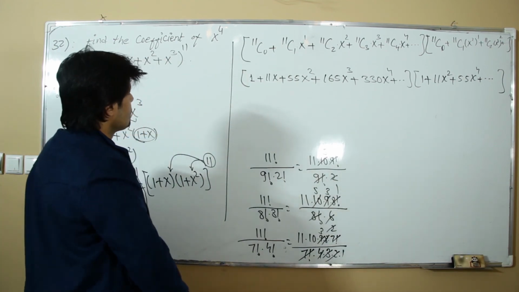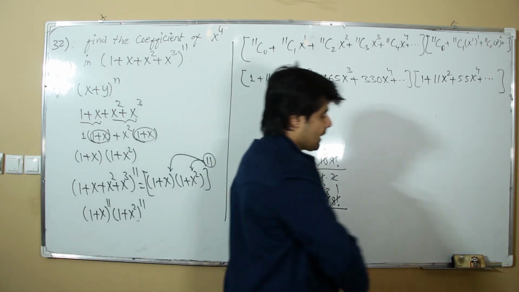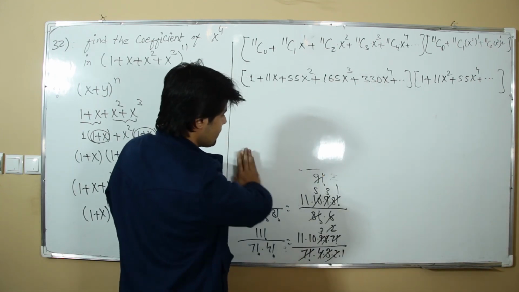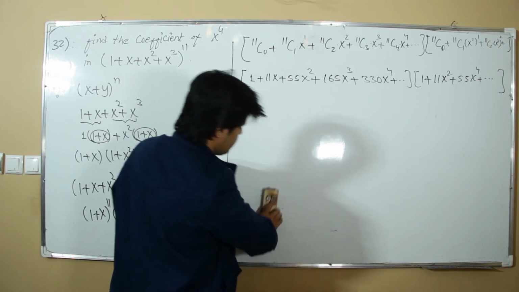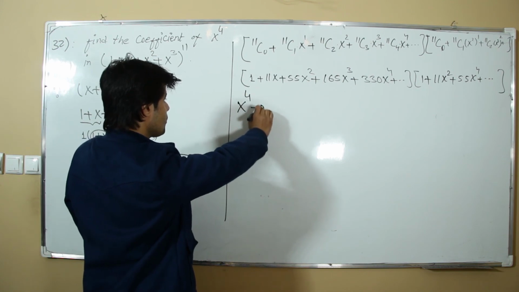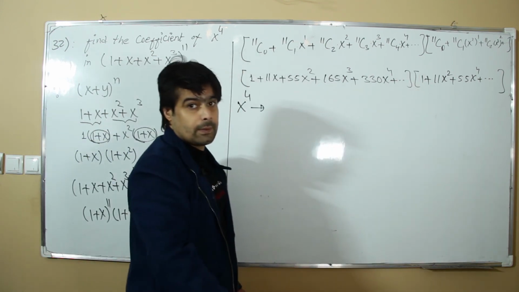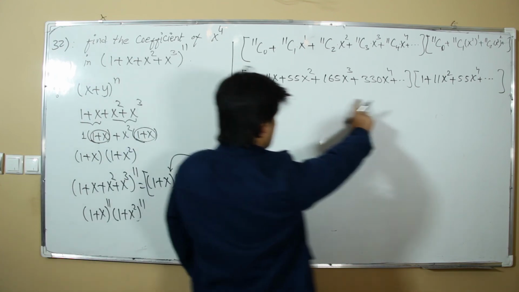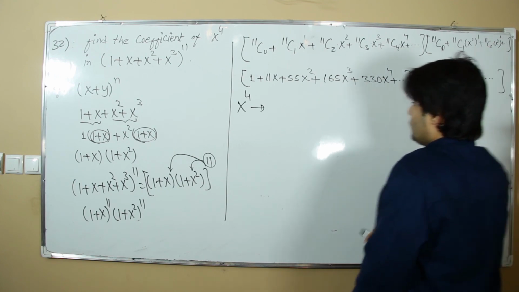Now, what the question is, the multiplication of these two brackets, when it gives the result of x to the power 4, the question is the coefficient of x to the power 4. If I multiply 1 with the 1, there is no x. If I multiply 1 with x squared, there is no x to the power 4, but with this one we have.